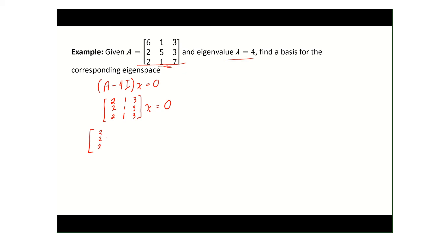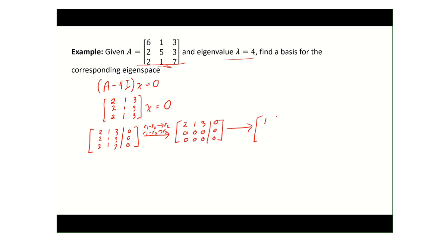So augment it with 0, 0, 0. And we can do a couple of steps at the same time here. Row 1 minus row 2 is the new row 2. You can see this one's pretty easy. Row 1 minus row 3 is the new row 3. We get 2, 1, 3, 0, and everything else turns into zeros. Then just do one last step to put a leading 1. We get 1, 1 half, 3 over 2, 0, and the rest are zeros.